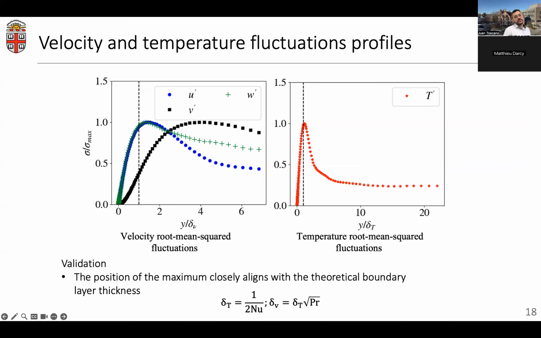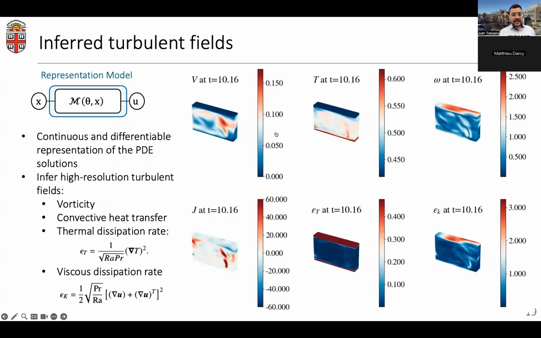In terms of the velocity, we can also get the root mean square fluctuations for both cases, and you see that the peak of the root mean square fluctuations is captured almost exactly where the theoretical model tells us there should be the viscous boundary layer and the thermal boundary layer. So this model is able to capture all these things, even though it has no information about that.